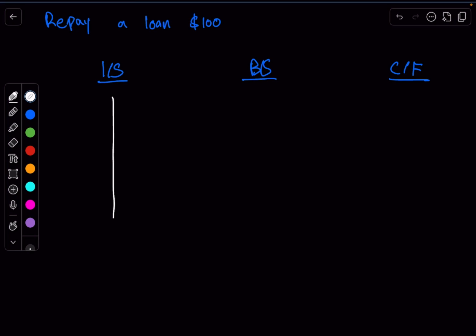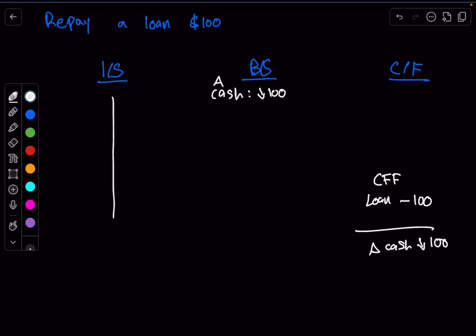Now let's move on to our cash flow statement. Well, what had to happen in order for us to pay back that loan? We had to pay $100 out of our pocket, right? So under cash flow from financing, we're going to see an adjustment of a negative $100, meaning that our cash overall went down by 100. So that flows through to our balance sheet. So we have $100 less in cash.